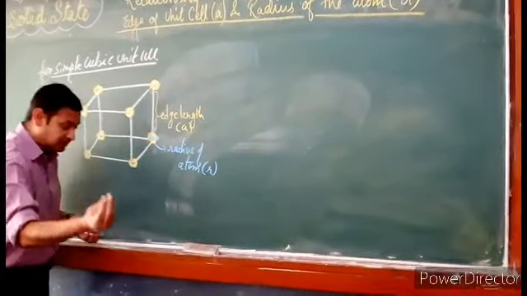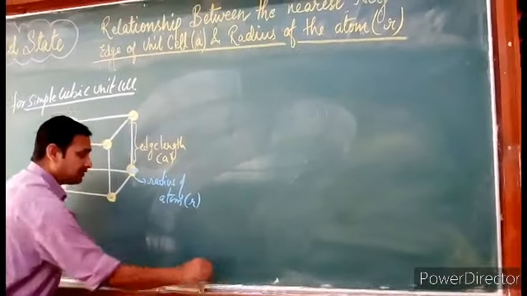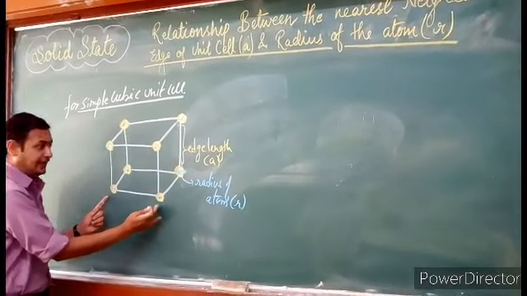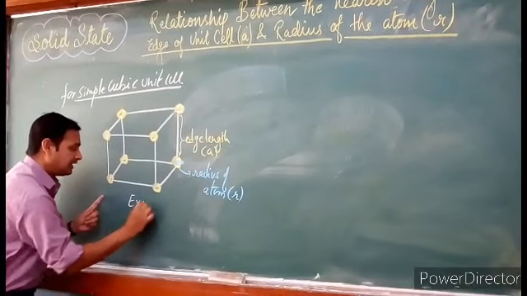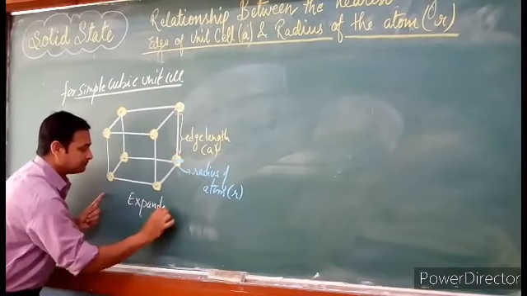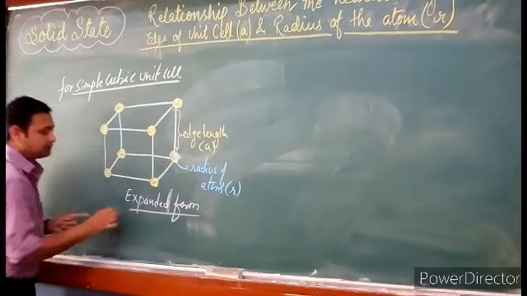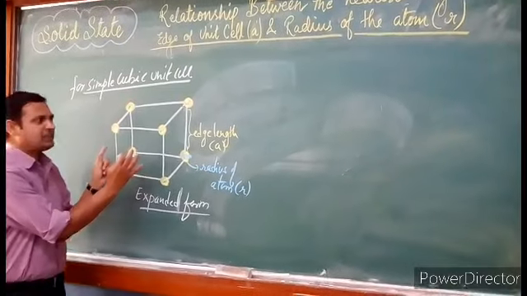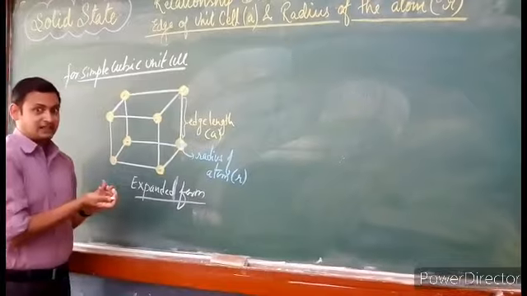For the simplification of our studies, we are representing simple cubic unit cell in this form. Actually this form is not the actual form. This is the expanded form of simple cubic unit cell. This is not the actual structure. Now I am going to tell you the actual structure.